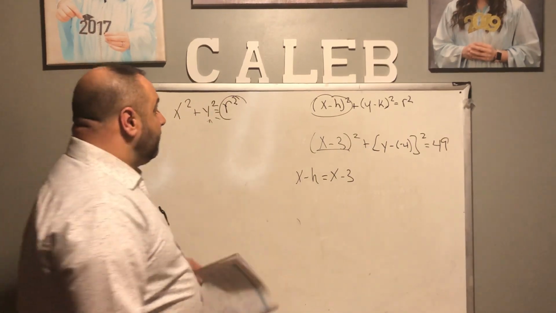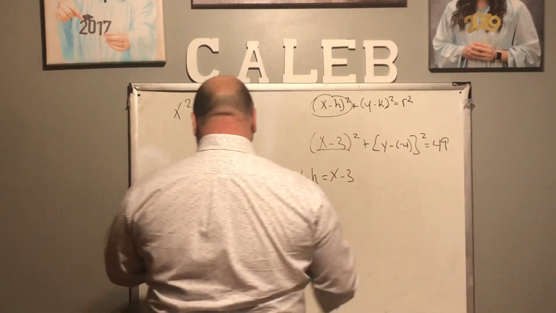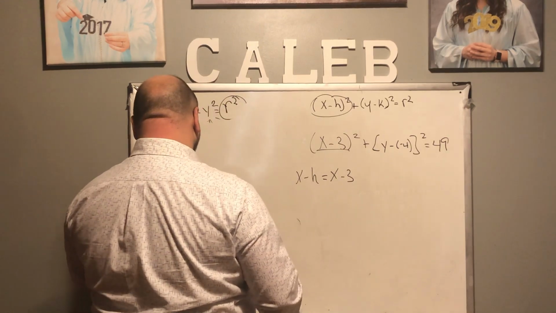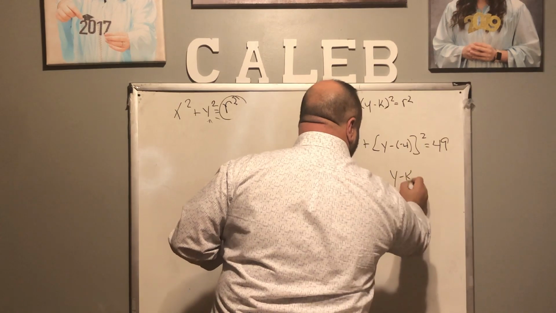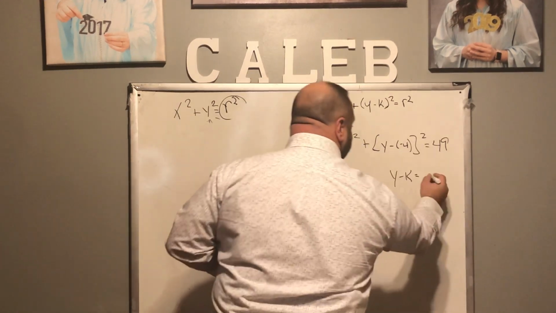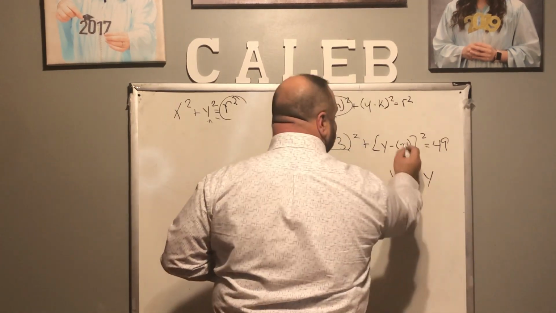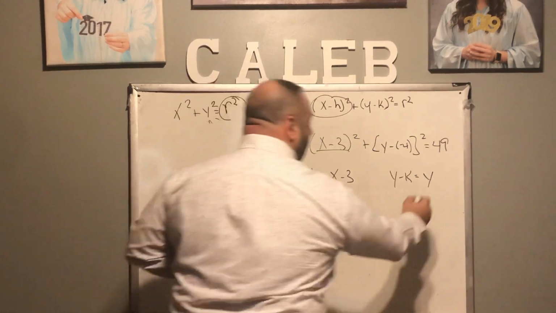Now, let's come over on this side here. We have y minus k equals, and I'm just going to put y on this side, and since it's a negative times a negative, I'm just going to put y plus 4.